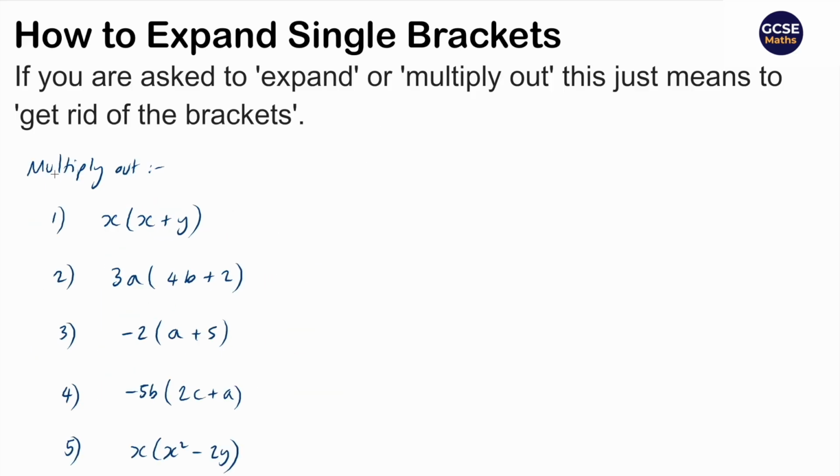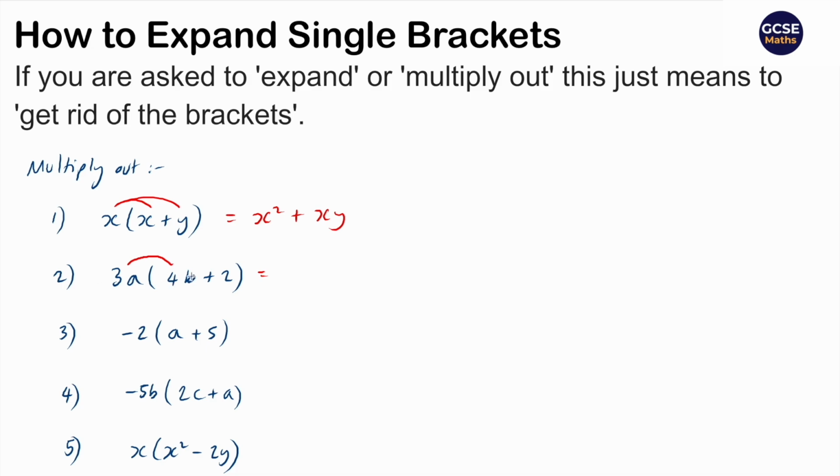Let's move forward. Again, I've changed the wording to multiply out this time. It means the same thing, so here goes. X times x, x squared. X times y, in this case they're both positive, is just xy. When dealing with this sort of thing, what I would say to you is do it in order of signs first, then numbers, then letters.